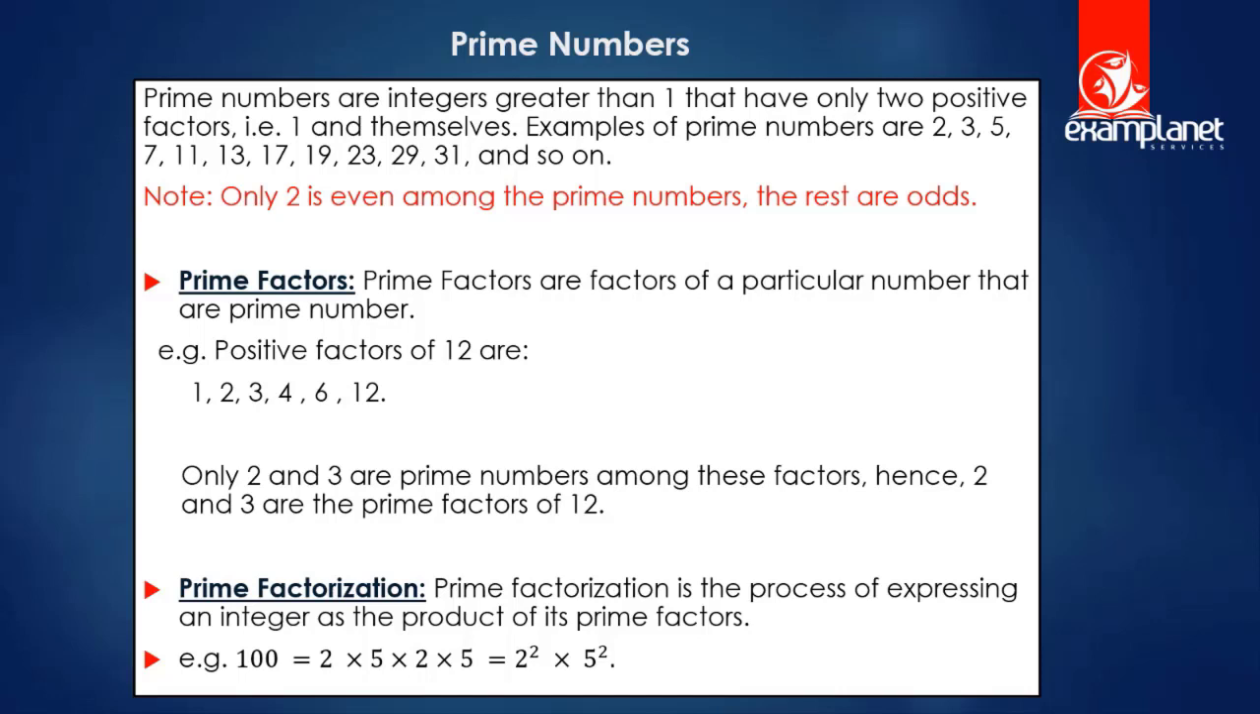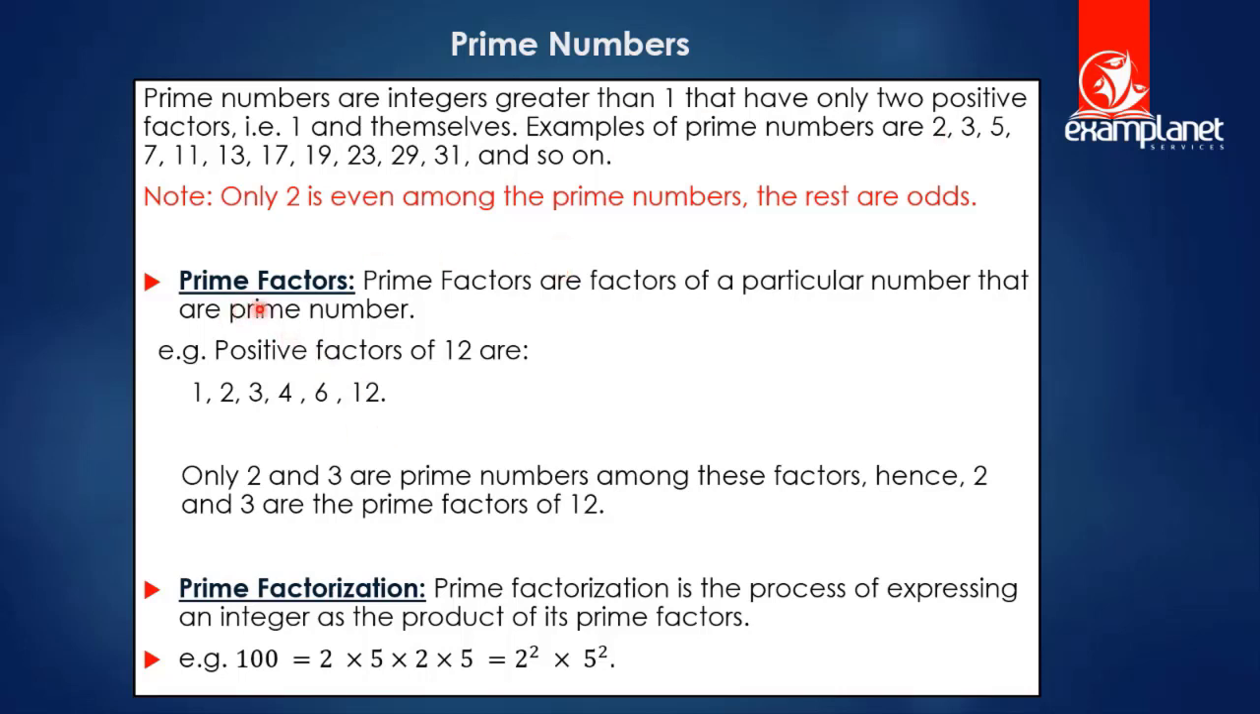So examples of prime numbers are 2, 3, 5, 7, 11, 13, 17, 19, 23, 29, 31, and so on. All these numbers are divisible by only 1 and themselves, so they are called prime numbers. Now note, only 2 is even among the prime numbers. The rest are odd. So among all the prime numbers, only 2 is even. Others are odd numbers. That is why we call 2 an even prime. It's an even number and it's also a prime number.